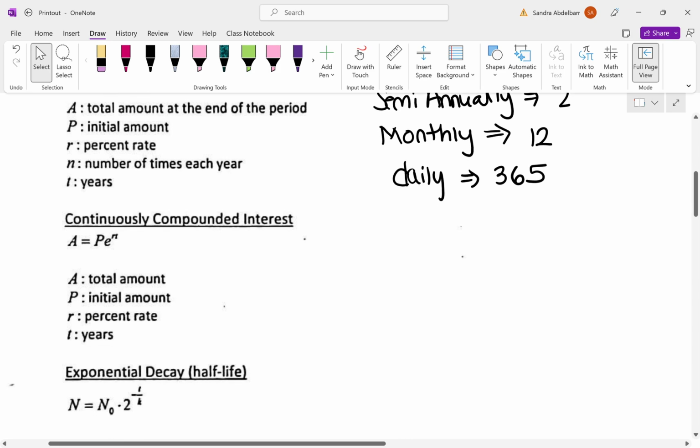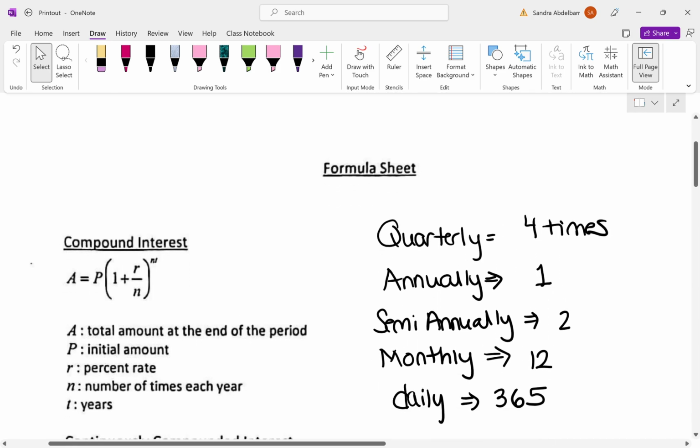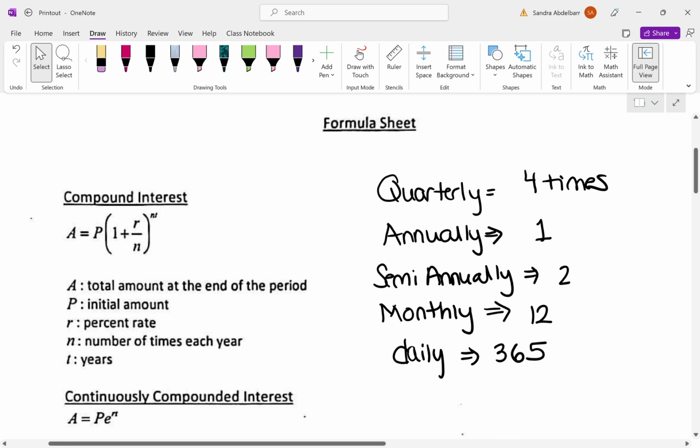All right, the next one, continuously compound. You guys, you have this all written down already. I gave you the formula sheet. Why are there two n's, one in the denominator and one in the exponent? They both represent the same thing, right? Doesn't the same variable represent the same thing? So they both are the number of times each year.